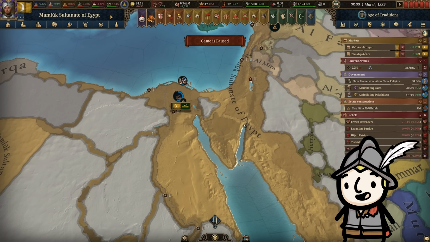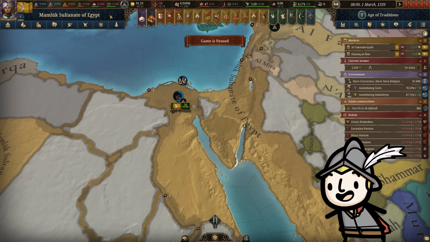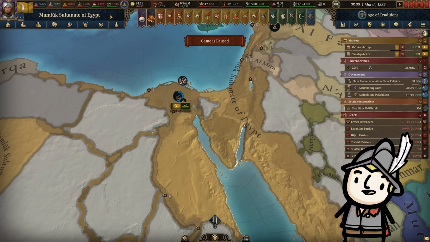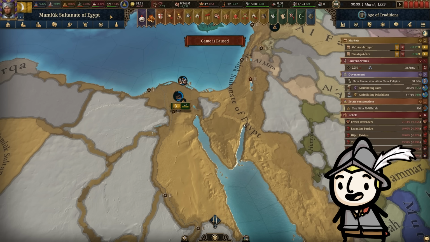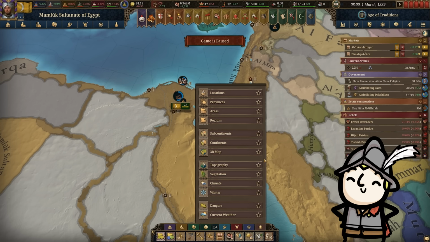Our capital is upstream on a major river. Huge bonus for us. We have the Nile Delta downstream. Huge bonus. We have our market center on the coast downstream from the capital. Really good. Let's use our map modes to make some more decisions.